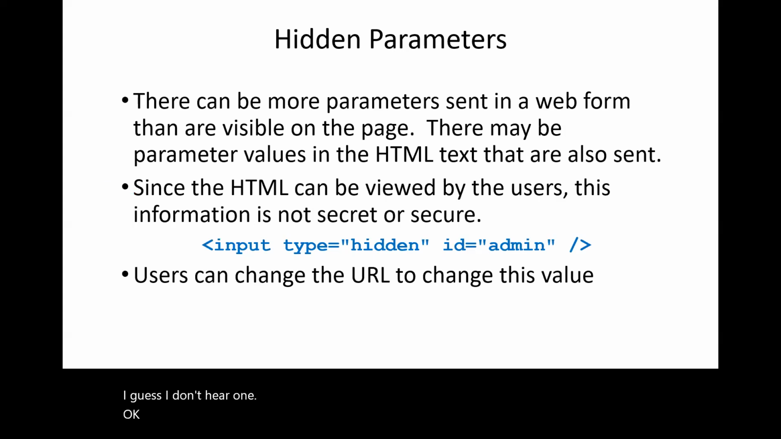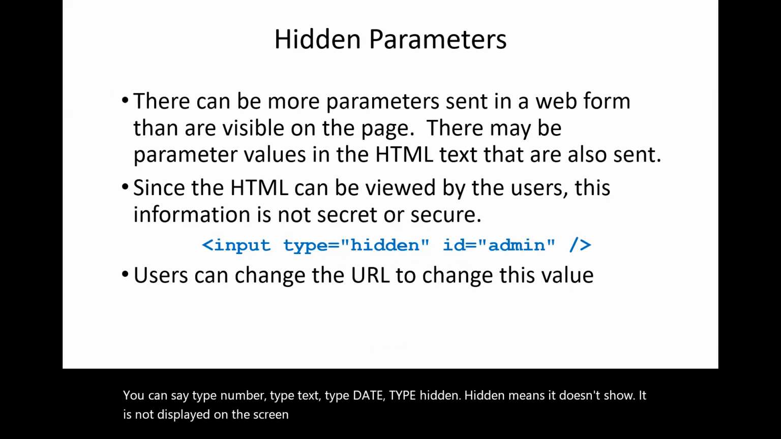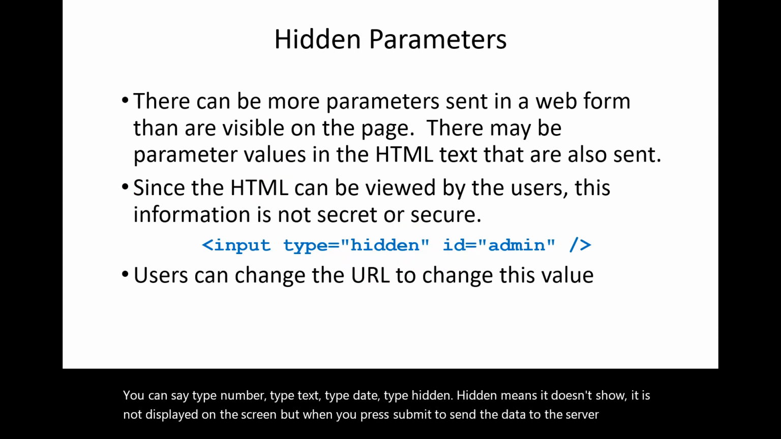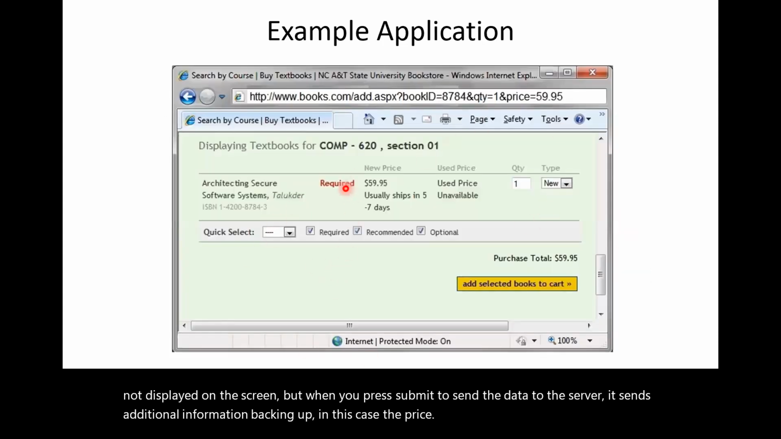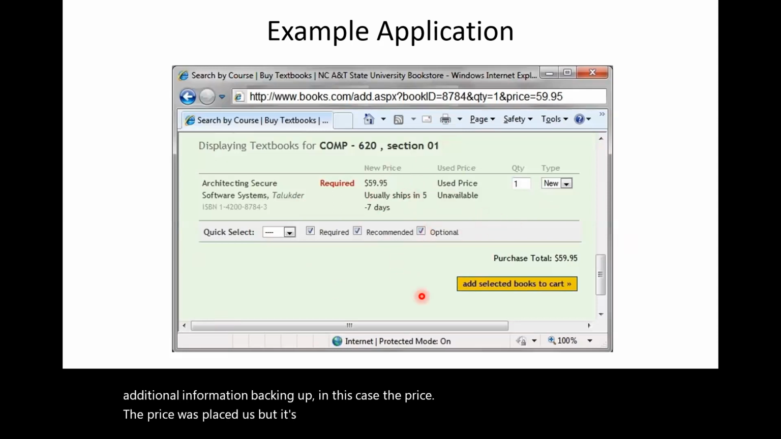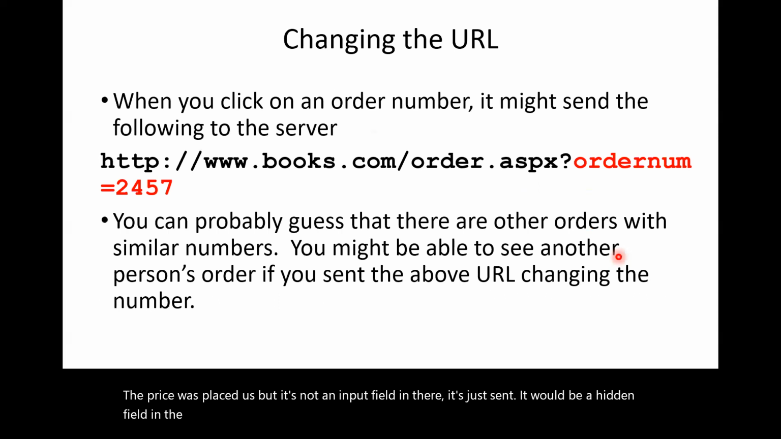Okay, moving on. Hidden parameters. You can say type number, type text, type date, type hidden. Hidden means it doesn't show. It is not displayed on the screen. But when you press submit to send the data to the server, it sends additional information back, in this case, the price. The price is not an input field in there. It's just sent. It would be a hidden field in the form.